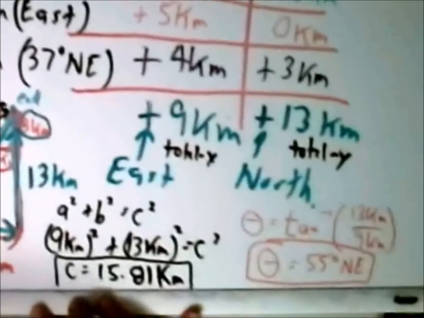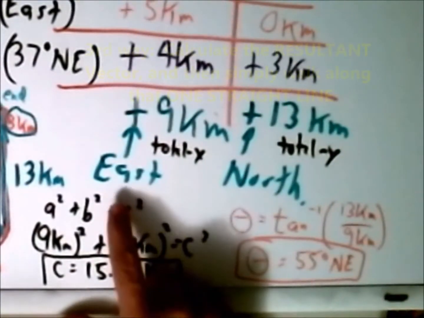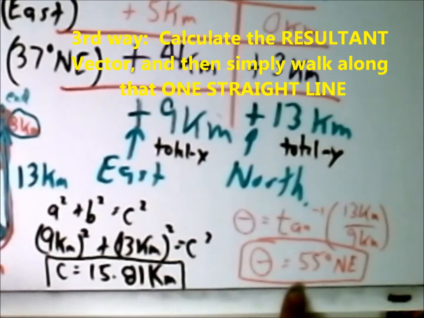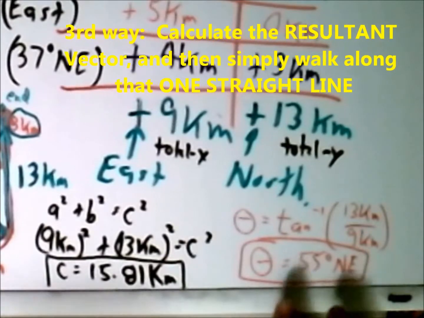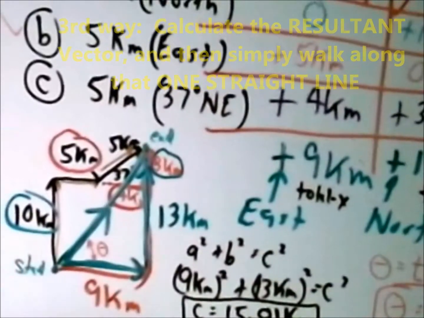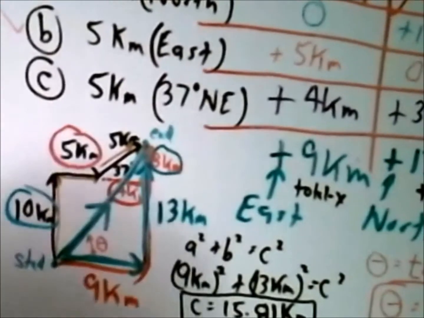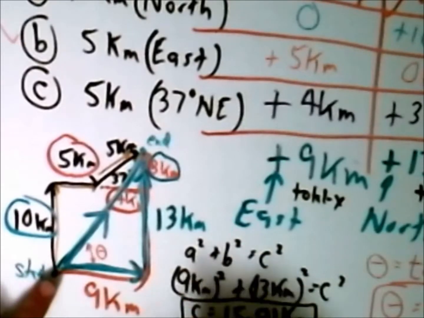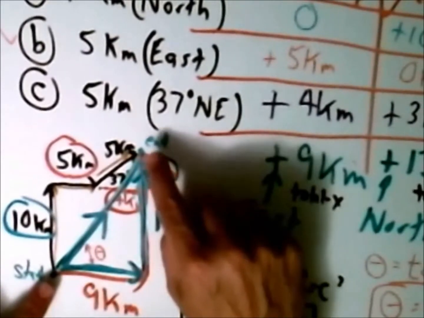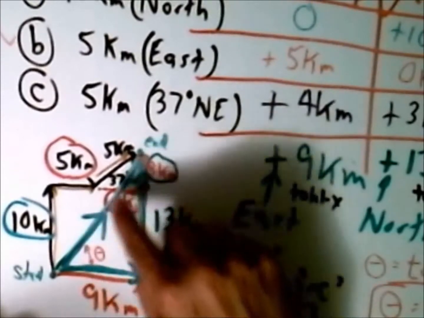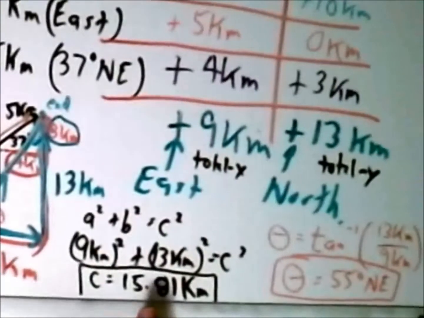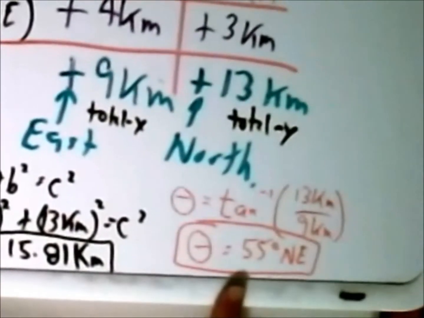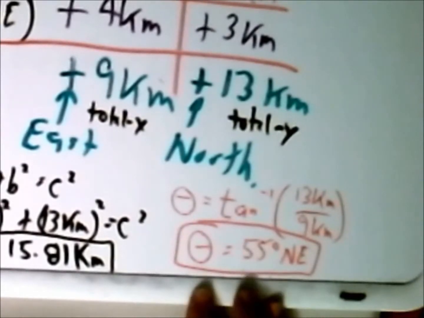But the third way to do it is, if we look at the math, we could do the Pythagorean theorem and come up with the magnitude of the resultant vector and come up with the angle of the resultant vector. And that's the best way. That will be the easiest way. So if we had the capability of traveling in a straight line, if we were capable of flying like a bird, we could go in a straight line from our starting point to our ending point. And that bird would end up flying along this green vector right here, which has a length of 15.8 kilometers, and which has an angle of 55 degrees between the north and the east.